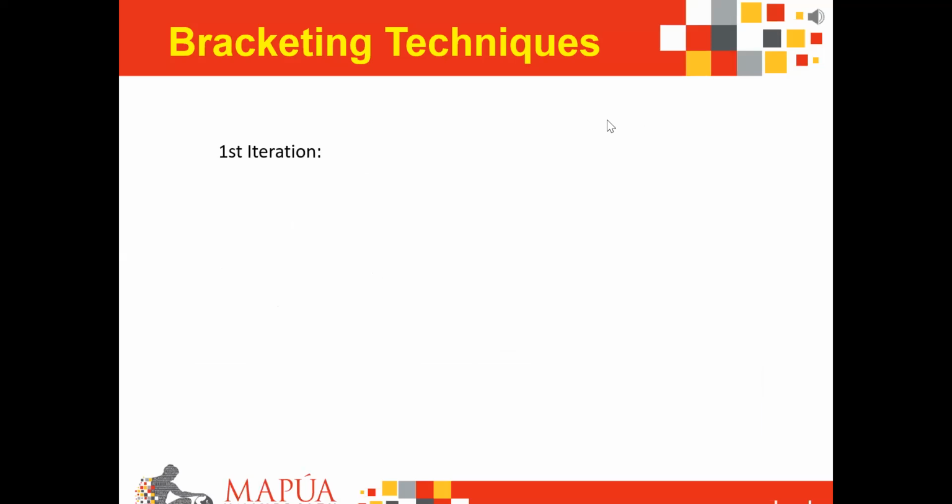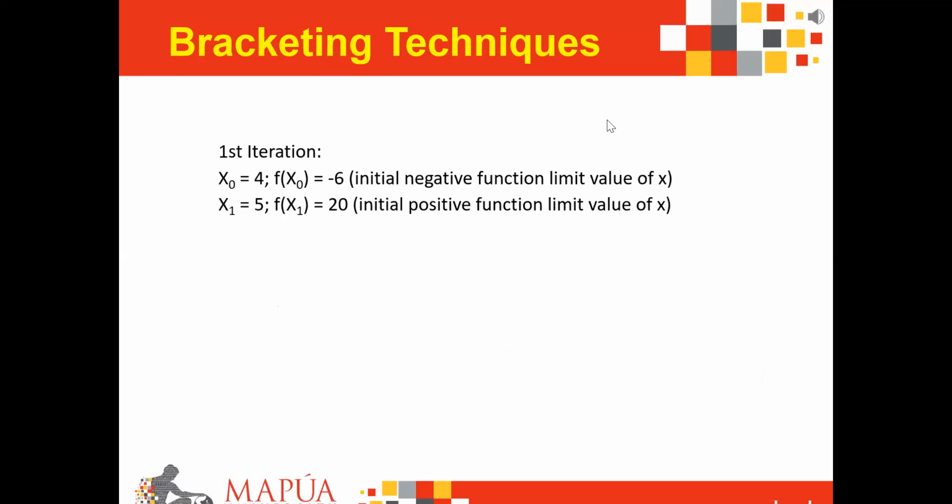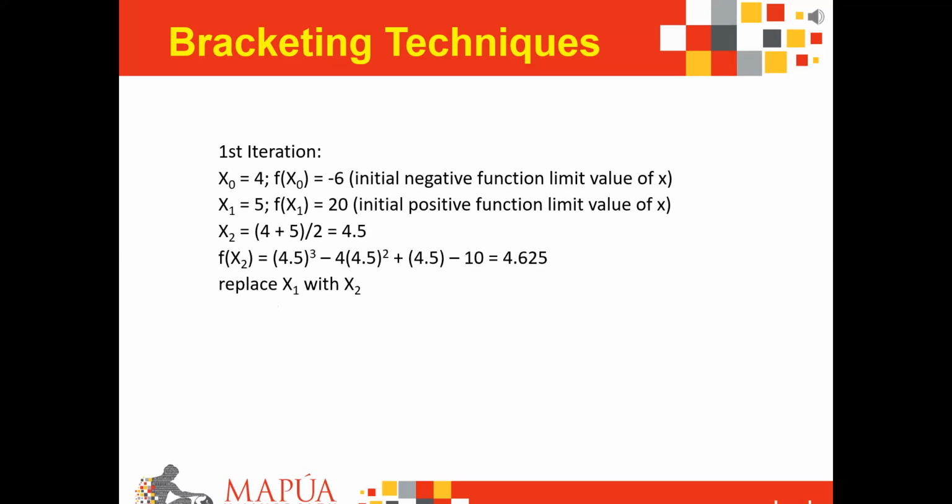The first iteration would appear like this. I have set up my initial integer values 4 and 5 with my corresponding functions -6 and +20, thereby satisfying my bracketing condition, and then obtain its midpoint, which is now equivalent to 4.5. After which I substitute x2 into your given function, giving us a value of 4.625.